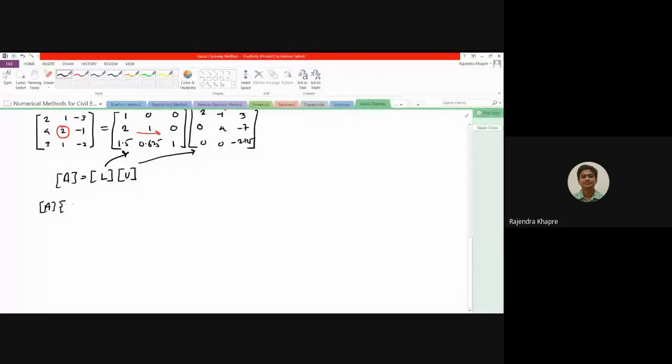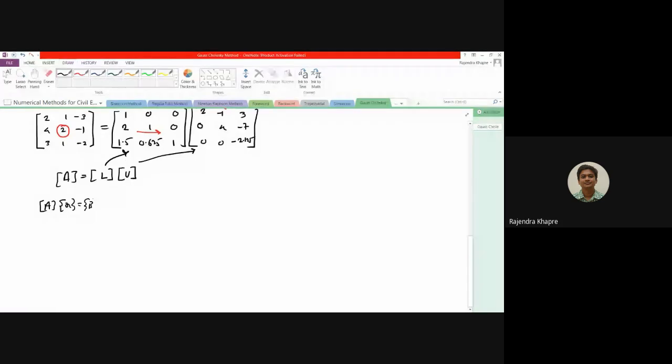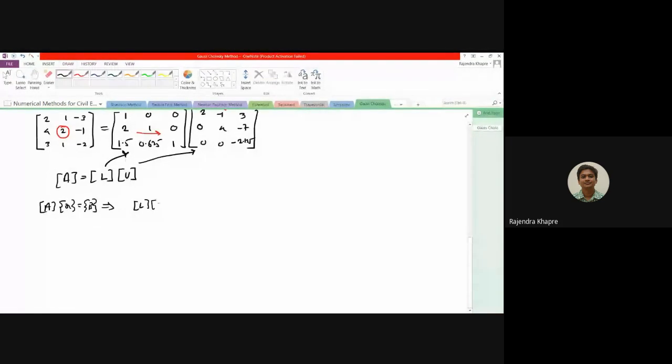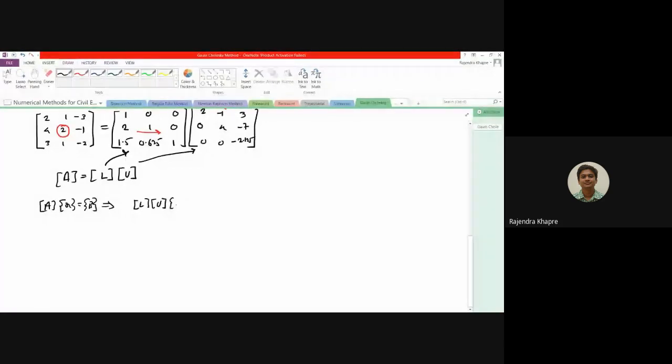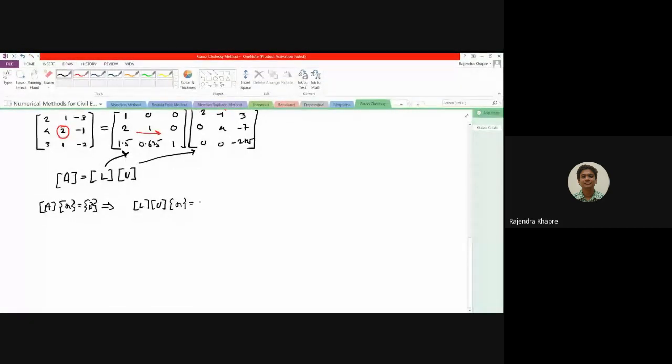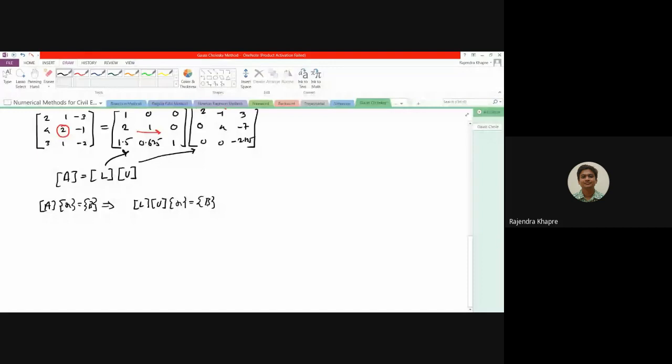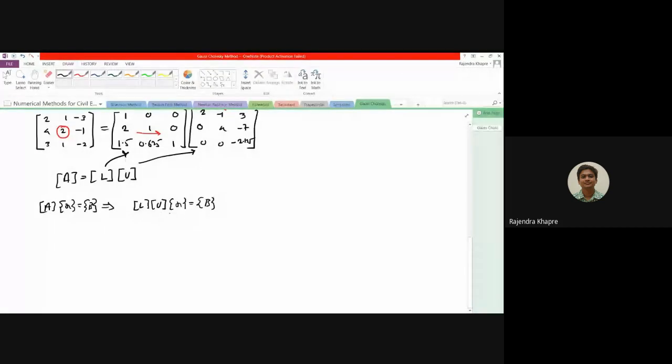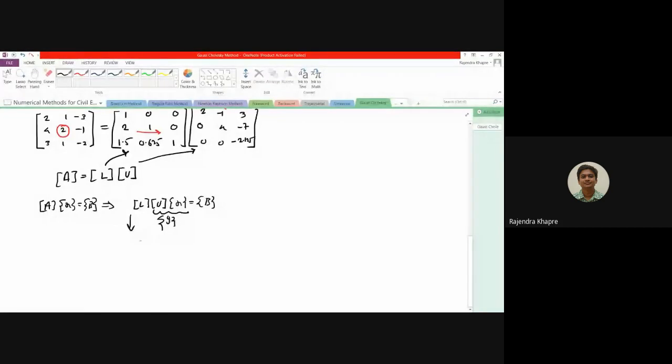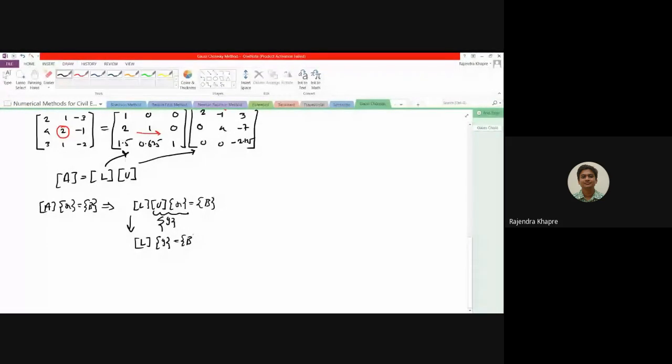So our original expression is something like this. This is A into X equals B. Now this can be written as L into U into X equals B. I can write it like this. So I'm assuming U into X as Y as per the Cholesky method. As a result of this, you are getting L into Y equals B.